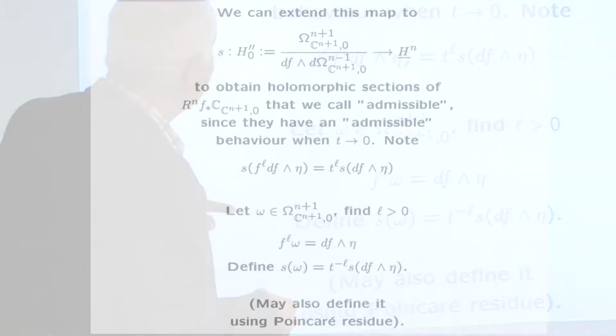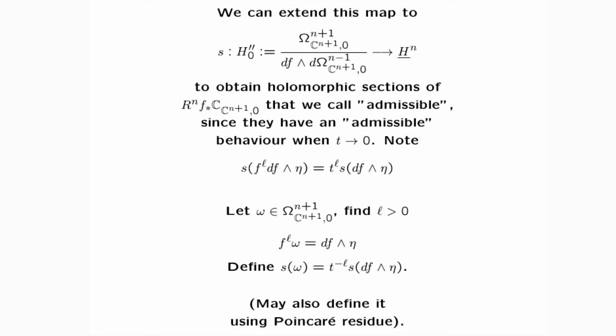And then we can extend this map to this other one, which was a little bit bigger, by the following trick, to obtain some holomorphic sections that we call admissible. The other ones we call trivial, these ones we call admissible. And the trick is the following. You take a certain form omega.